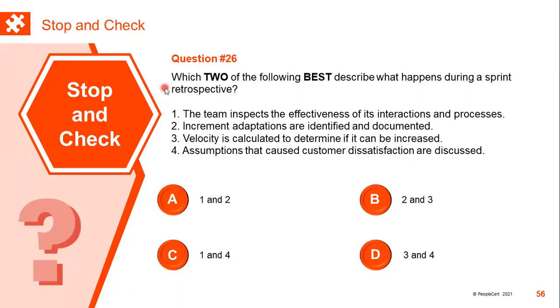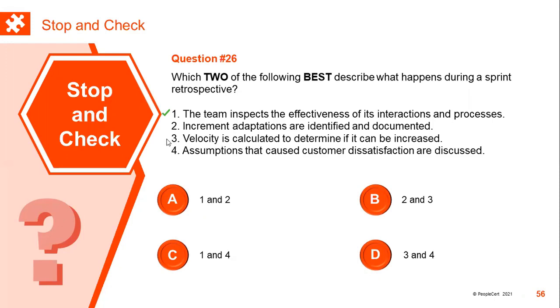The question is about the sprint retrospective. It is about retrospecting on the process rather than the product. Therefore, number 1 would be correct. The team inspects the effectiveness of its interactions and processes. Increment adaptations, identifying and documenting them, is part of the sprint review.